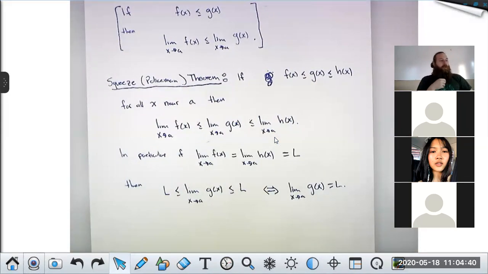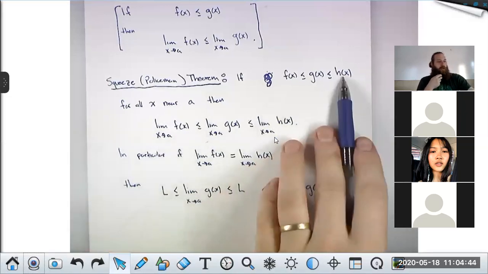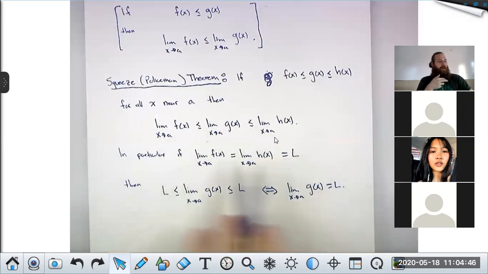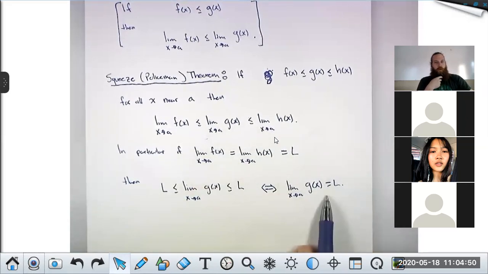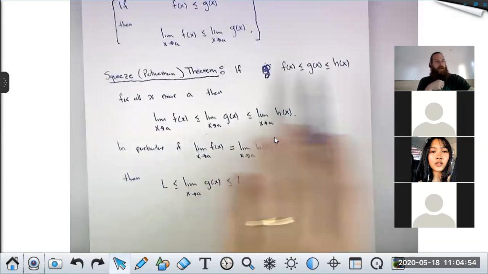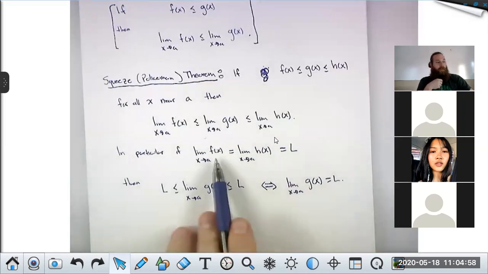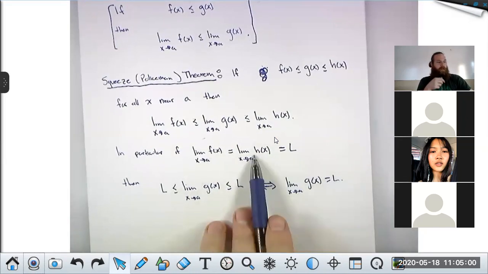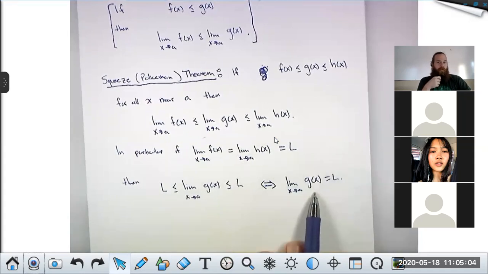So if the two outer functions, the function that bounds you below and the function that bounds you above, both go to the same place, then the middle guy, you, are also going to that place. So here f is the policeman behind you, h is the policeman in front of you. And if the policeman behind you is going to the same place as the policeman in front of you, then you're also going to that place. Does that make sense?